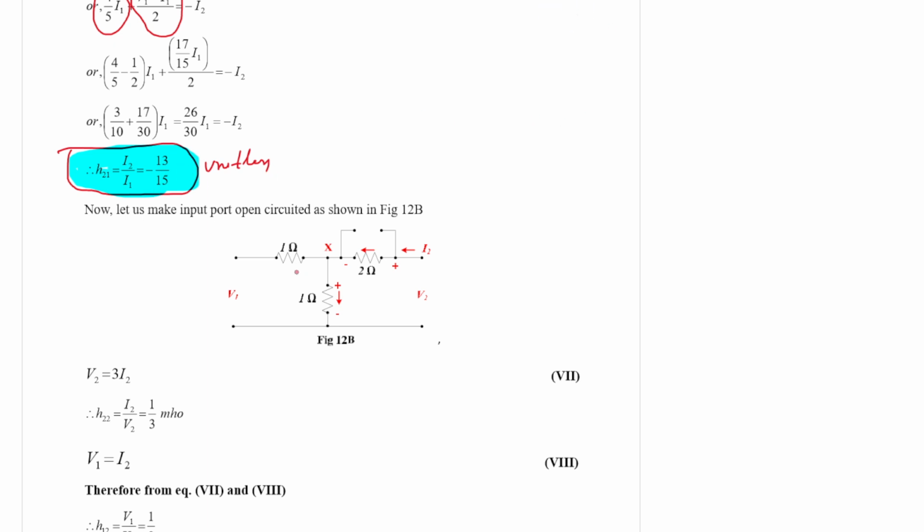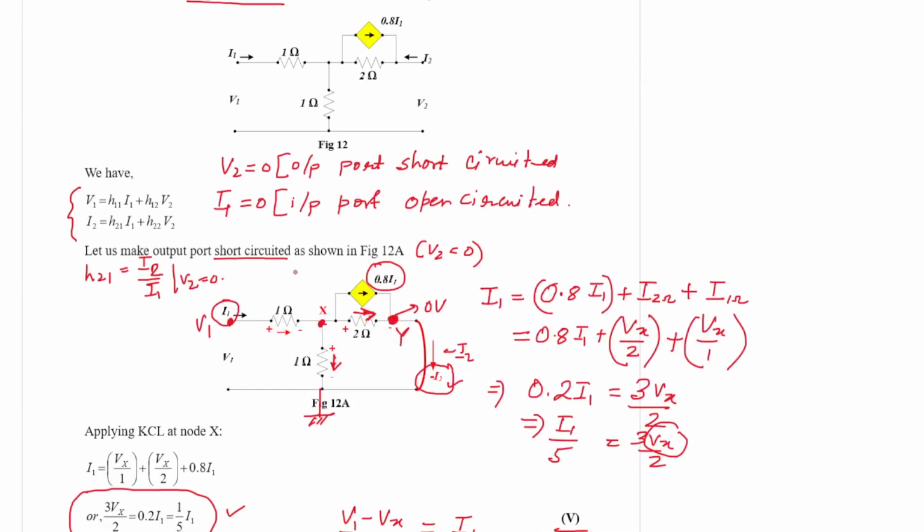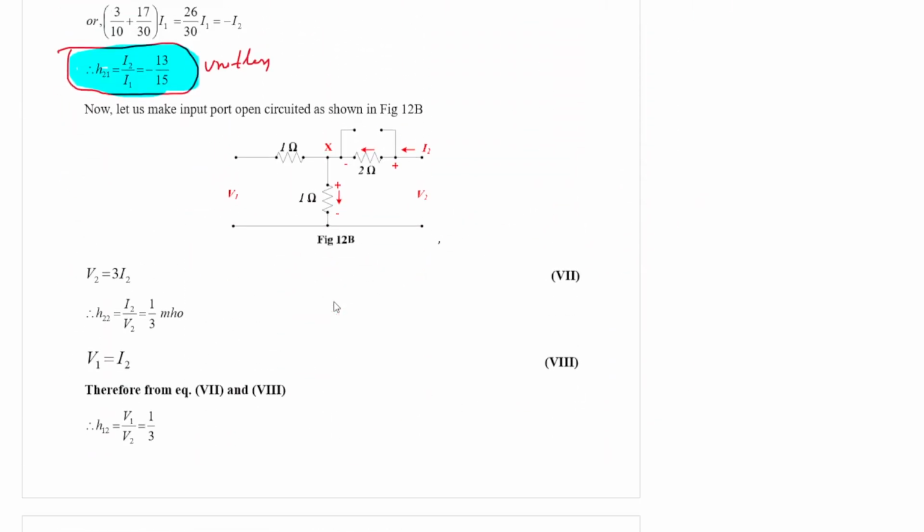Now moving on. Let us apply our second process, that is, let us make I1 equal to 0 by making the input port open circuited. Please refer to figure 12b. So we are making our input port open circuit.